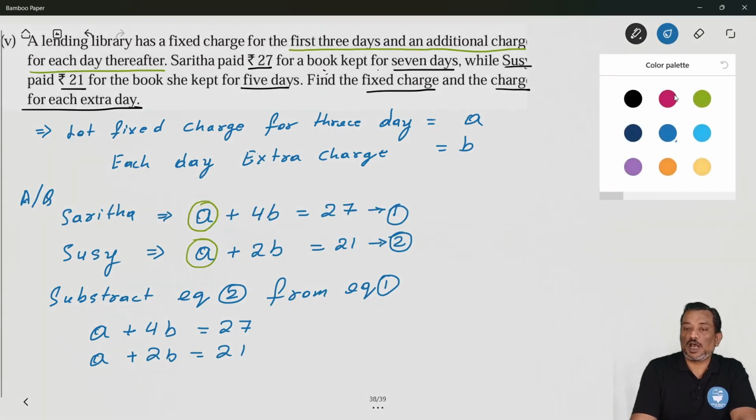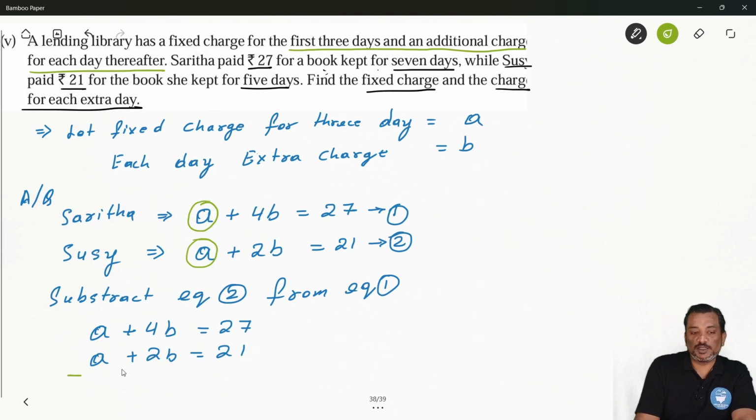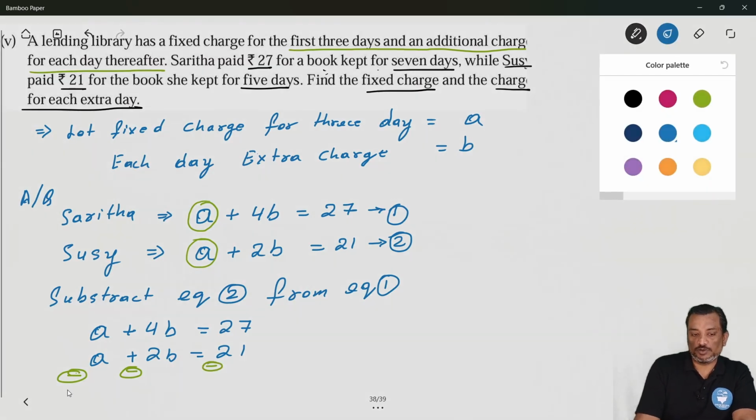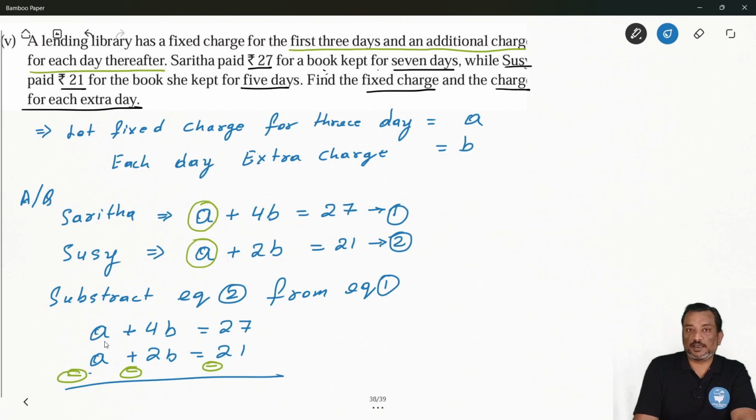Okay, now what we will say, sign will change. Okay, that is important. So minus plus become minus, and here plus become minus. Okay, now you can put a value. You can say A plus A become what? 0, and plus 4B minus 2B. You will get how much? 2B is equal to 27 minus 21. So you will get 6.